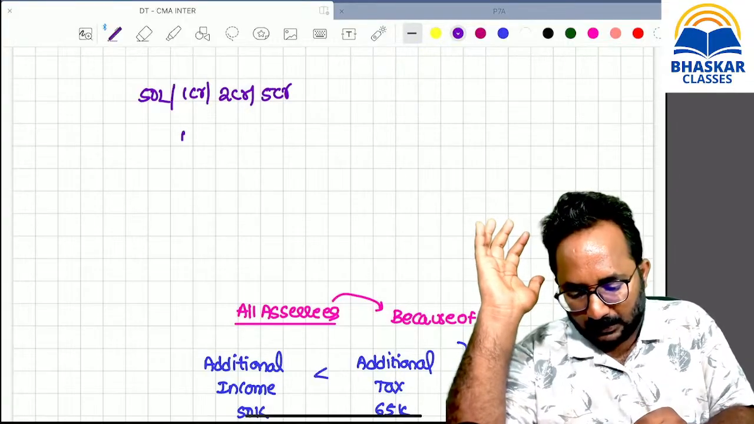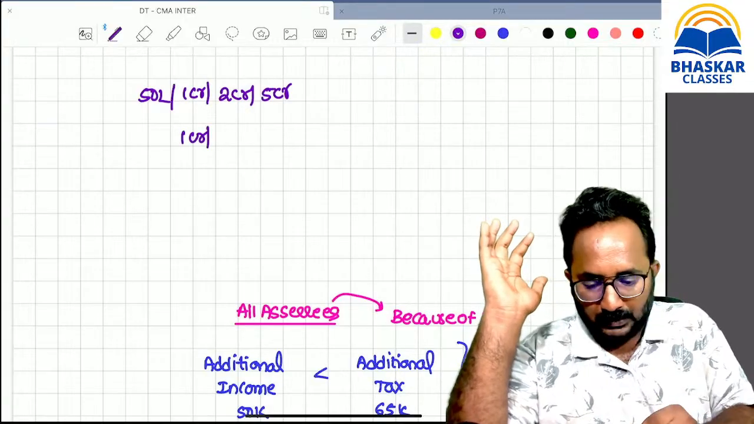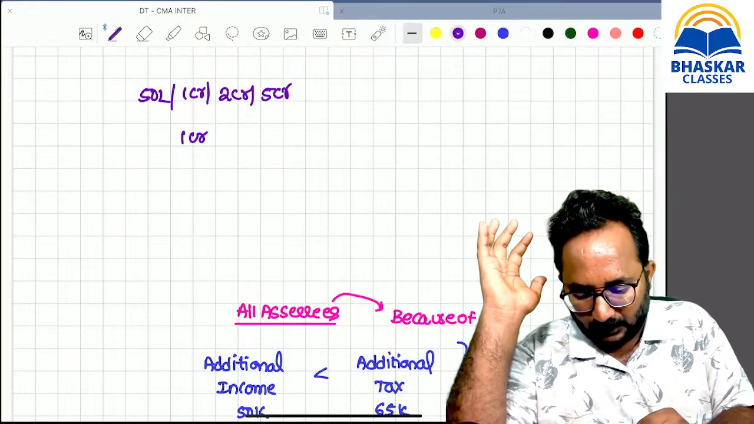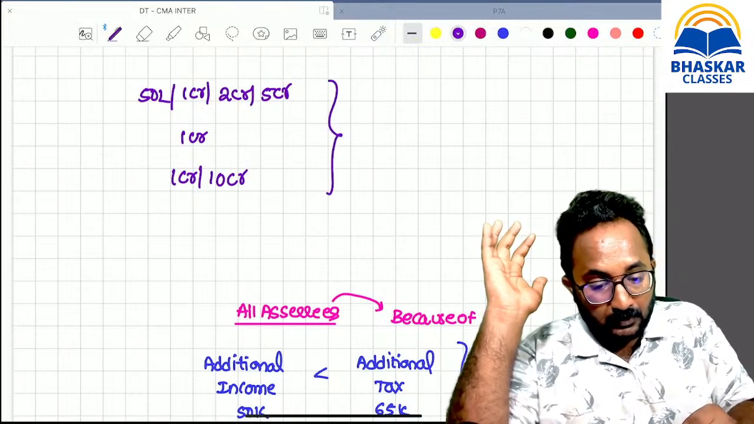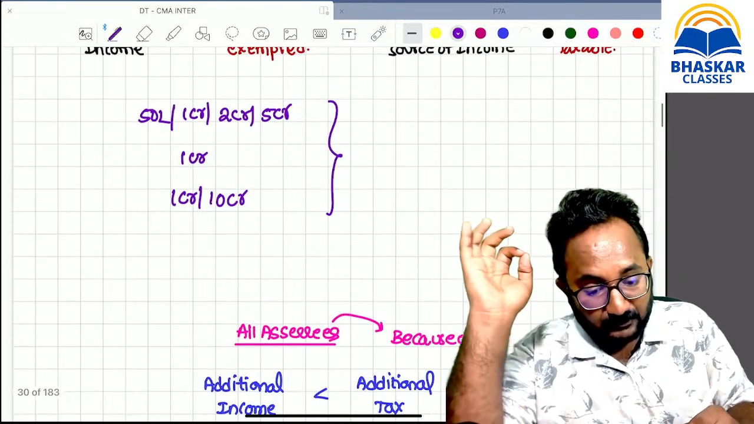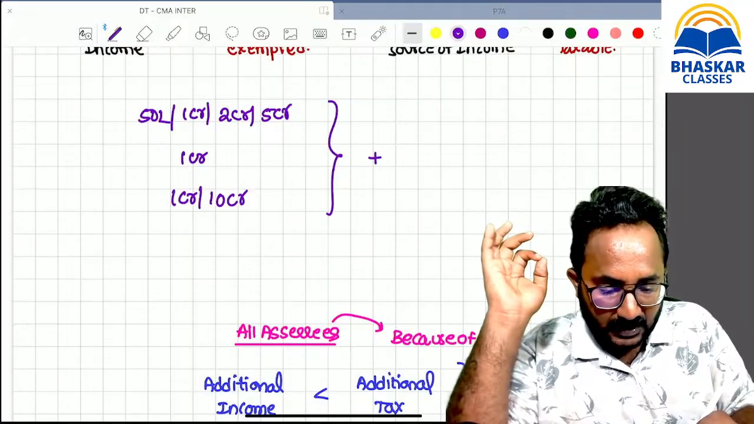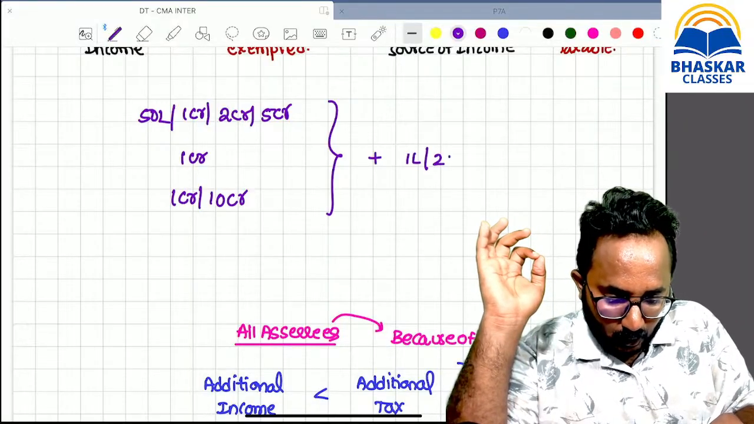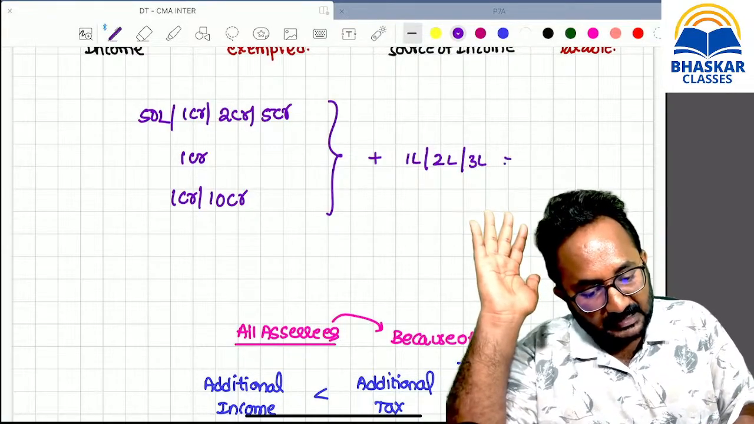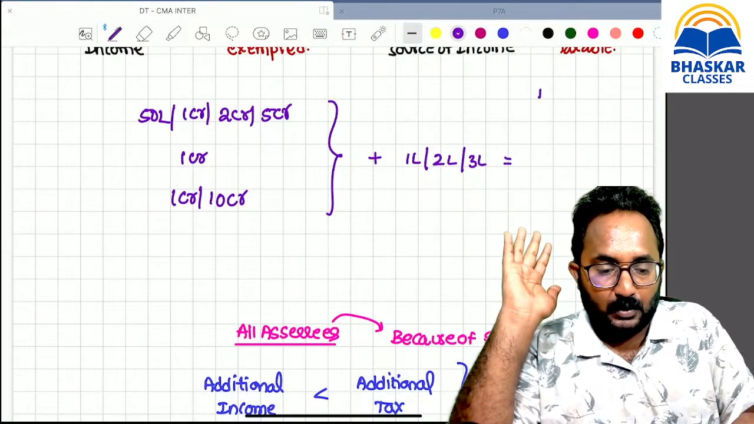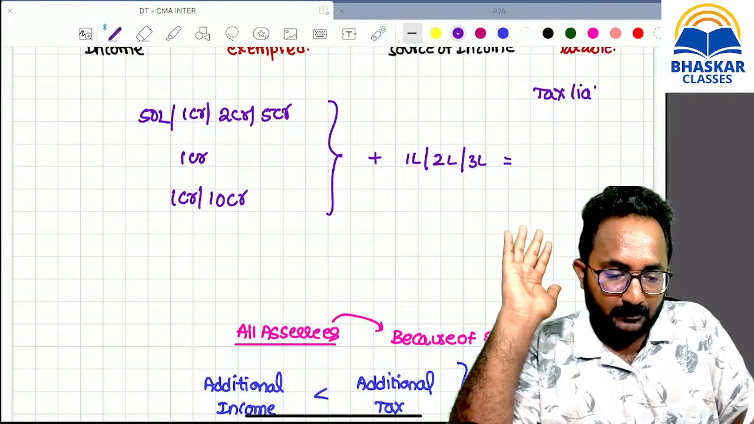Yes, but for partnership firm, 1 crore. Next, companies 1 crore, 10 crore. So these are the basic limits for surcharge. Additionally, if they are given 1 lakh, 2 lakh, 3 lakh, then if they are given like this, please calculate the tax liability.